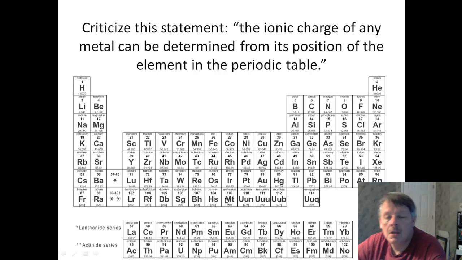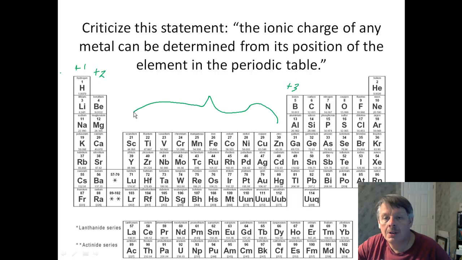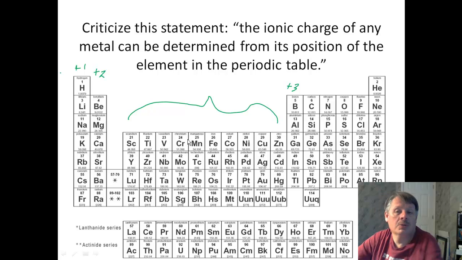Alright. Criticize this statement. The ionic charge of any metal can be determined from the position of the element on the periodic table. Well, that's great for column 1, which is +1, and my alkaline earth metals, which are +2, and aluminum, which is +3. But what about all these guys in the middle? Well, we intentionally avoided them. And that's because we don't know what their charges are based upon where they are on the periodic table. So you don't know how to do that yet. So we're going to give you a list of what those are. But for those, you cannot tell based upon its position on the periodic table. You can tell for the alkali metals, the alkaline earth metals, and for aluminum.